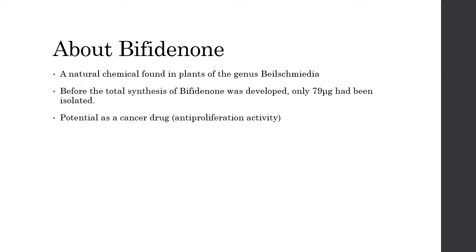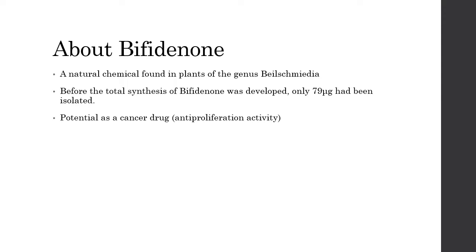So bifidenone is known to have anti-proliferative properties, meaning it can inhibit cell growth. It acts as a tubulin polymerization inhibitor, which basically stops the process of forming microtubules from tubulin, which is necessary for cell structure and growth. Microtubules basically make up the cytoskeleton.